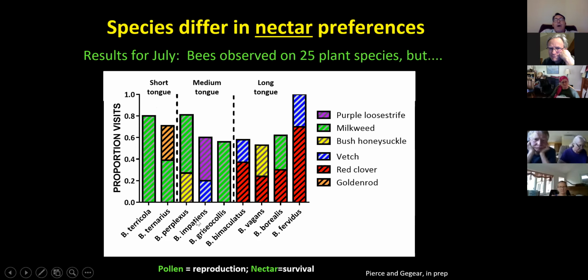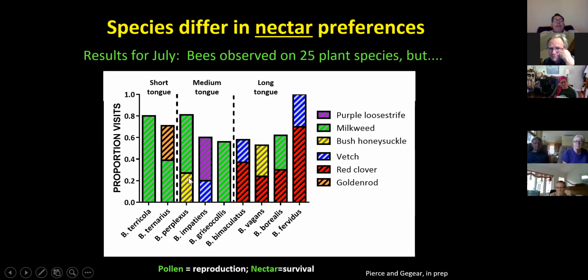The other thing I want to point out is that even within tongue length categories, we see very different preferences. Bombus impatiens, the common one, loves purple loosestrife. These other ones hate purple loosestrife. So you'll see tons of honeybees and bumblebees on purple loosestrife, and they'll get their numbers up in the thousands, but these other ones don't like it. So as purple loosestrife outcompetes natives, you're pushing these other species out of the habitat.